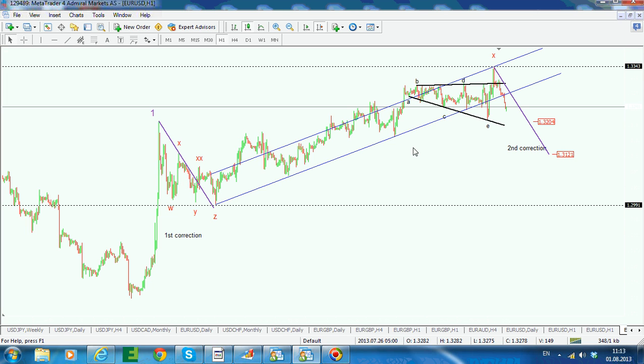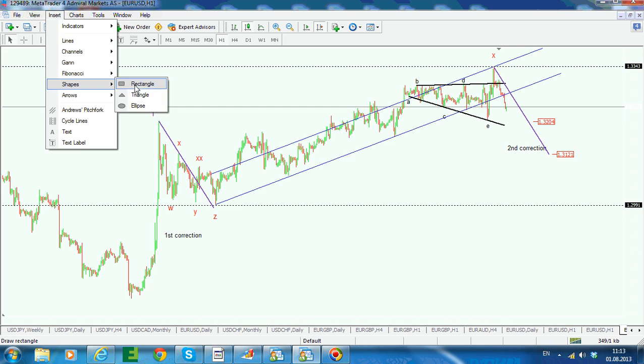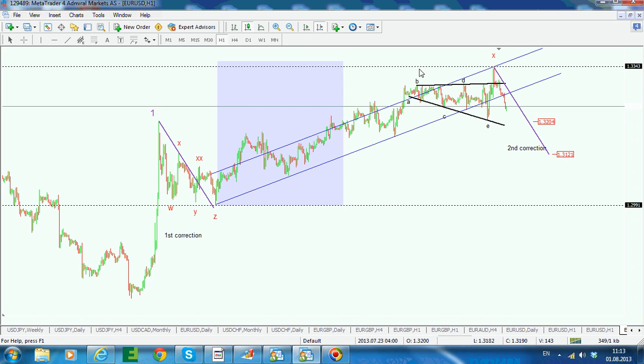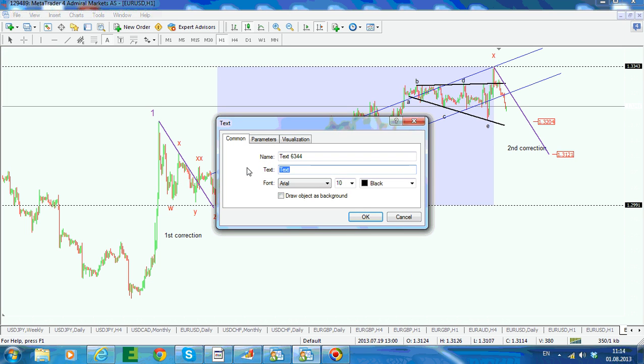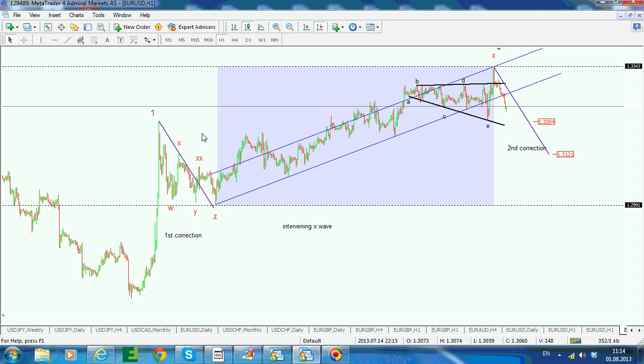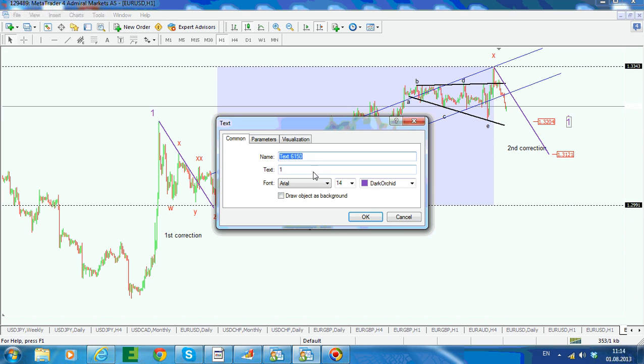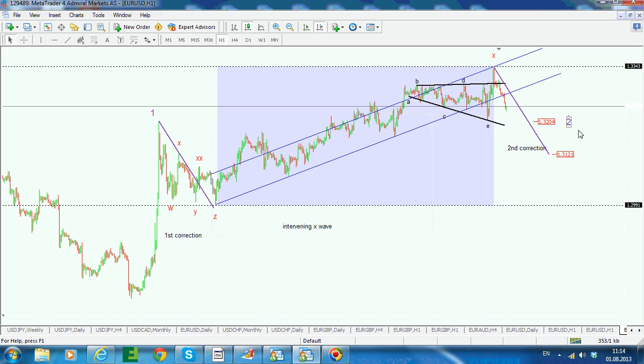And this involves an X wave here of this degree, and this X wave here is being called an intervening X wave. So we have an intervening X wave, wave 1, intervening X wave, and then we are looking for the second wave to end either here, 32, or here. It remains to be seen.